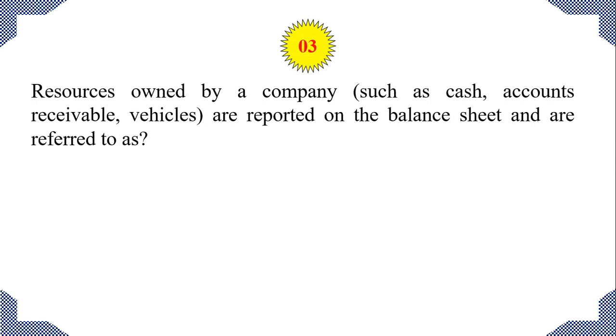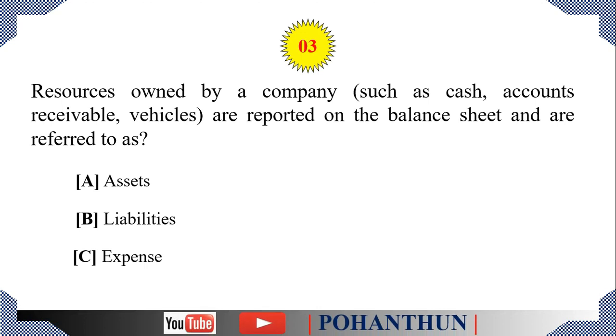Question number 3. Resources owned by a company, such as cash, accounts receivable, vehicles, are reported on the balance sheet and are referred to as option A, assets, option B, liabilities, option C, expense. So the right answer is option A, assets.